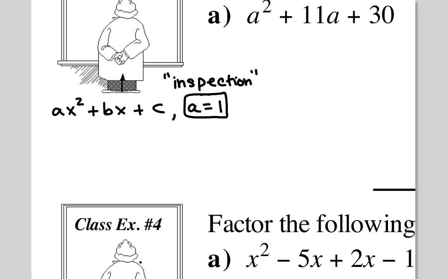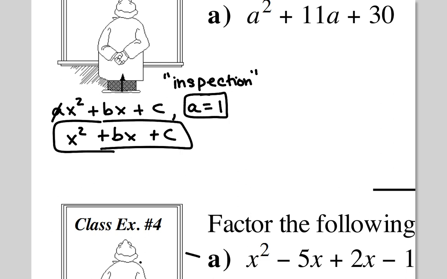Okay, so that a is 1. So it's basically not there. You just have this, x squared plus bx plus c. These are by far the easiest things to do ever. Okay, they are easy. All you have to do is think of the two numbers that do what? Multiply and times to what? The b and the c. They have to add up to b and multiply to c.